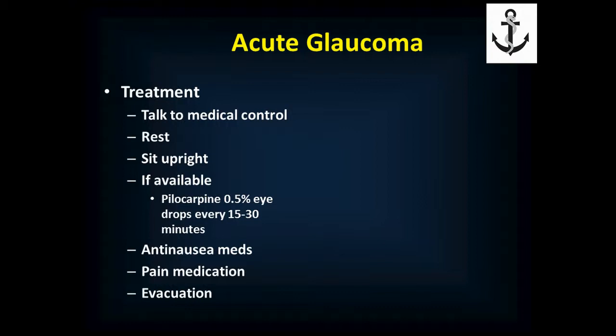So the treatment for this, talk to medical control, make them rest. You want to try to decrease the pressure in the eye as much as possible, have them sit upright. If you have pilocarpine 0.5% eye drops available, every 15 to 30 minutes, those are administered. They constrict the pupil. They let the anterior chamber decompress a little bit. Give them anti-nausea medications because every time they vomit, they increase the pressure in their eye. So you want the vomiting to stop. Give them pain medications so they're more comfortable, their blood pressure comes down, and arrange evacuation. They need emergent management of this issue.